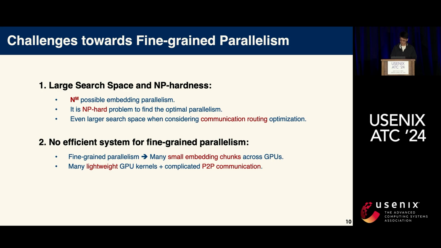And secondly, there is no efficient system for the fine-grained parallelism. Existing DLRM training or inference frameworks are designed for coarse-grained parallelism. If we apply fine-grained parallelism, the embedding table will be split into many small chunks across GPUs, which leads to many lightweight GPU kernels for embedding communication and complicated P2P communication for each chunk of embedding tables.